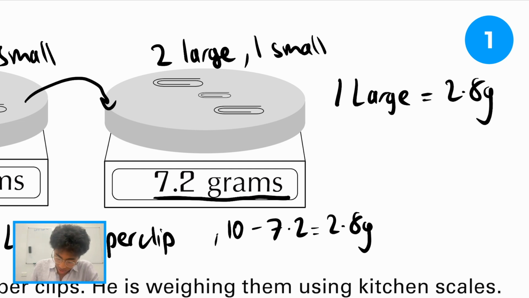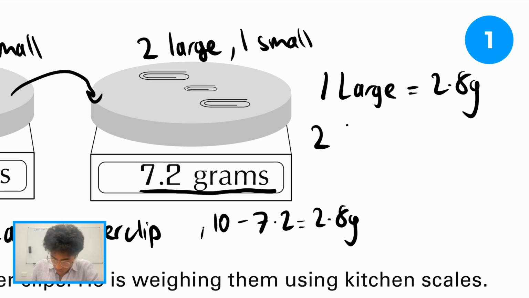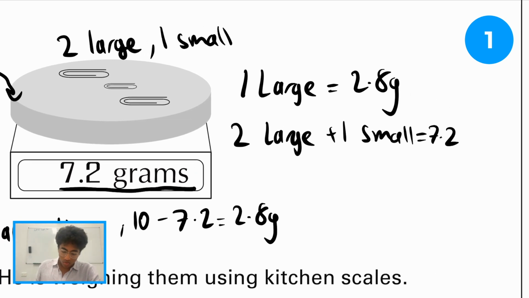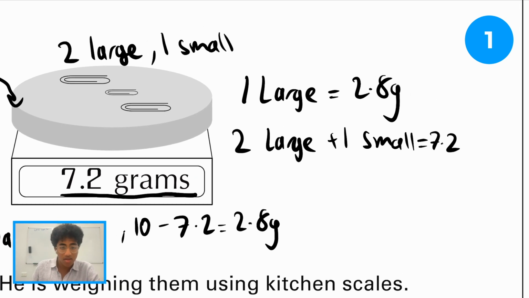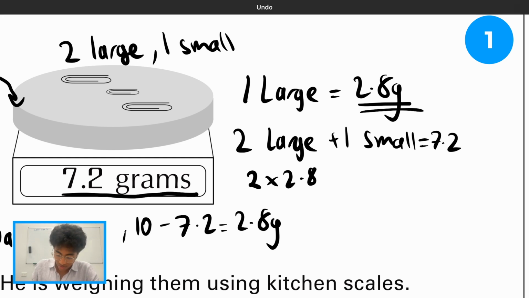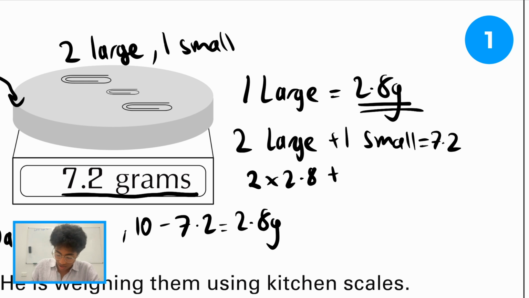Now let's think. So 2 large plus 1 small equals 7.2. Here at Everest, we will teach you algebra. So when we teach algebra, we realize that you can substitute things. That means instead of a large paperclip, we can just write what it weighs. That means we do 2 times 2.8, right? Because we have 2 large paper clips. So instead of writing a large paper clip, we can write the weight. So 2 times 2.8 plus the 1 small equals 7.2.